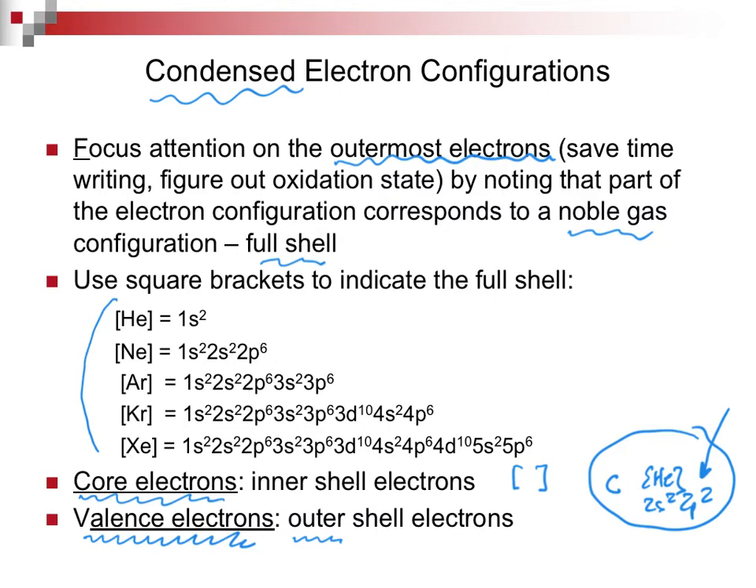Carbon is going to be a special case. It's going to undergo hybridization in chapter 9. So pick this up now and it'll help us later.